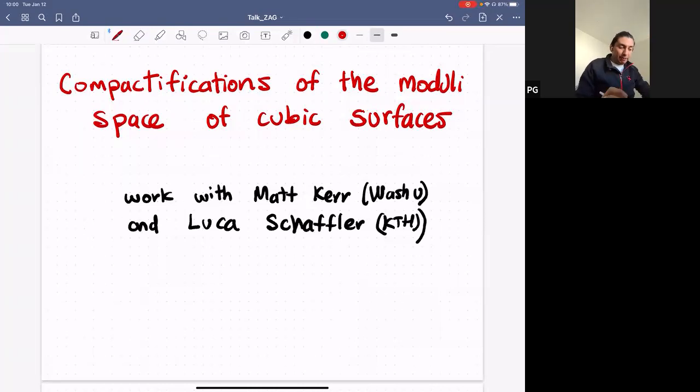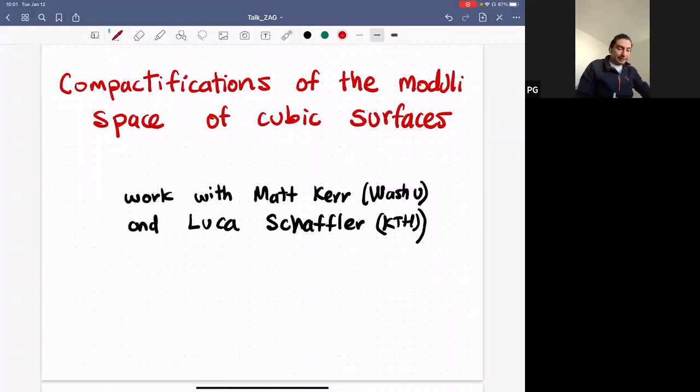Anyway, what I'm going to talk about is the moduli space of cubic surfaces. This is work with Matt Kerr and Wachu. I was a postdoc there. And then we look at Schaffler. He is now at KTH. I'm right now at Riverside here in California.